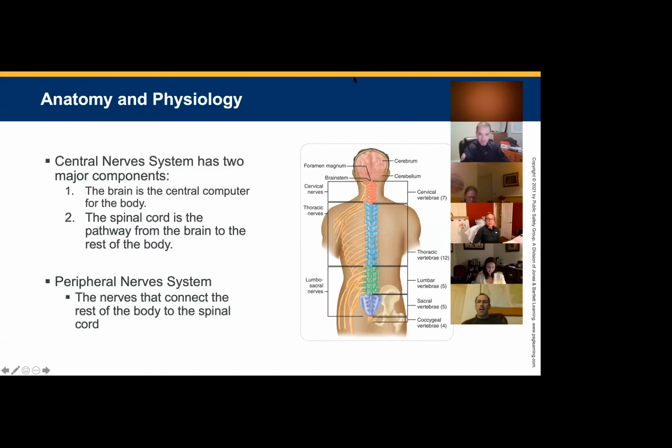Let's see if I can grab a pointer. Let's see here. There we go. All right, so you guys should see my pointer.